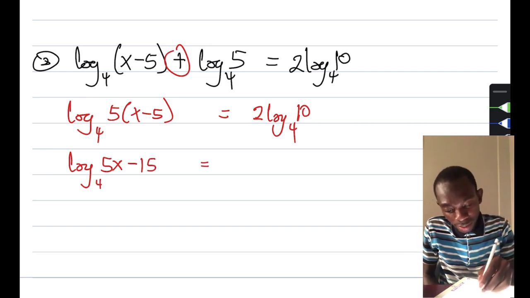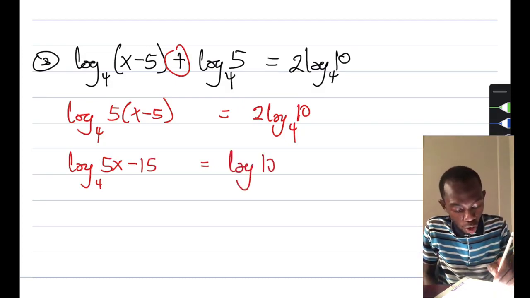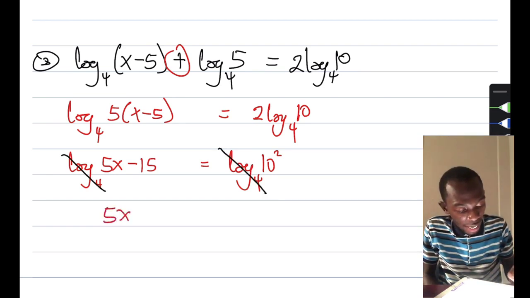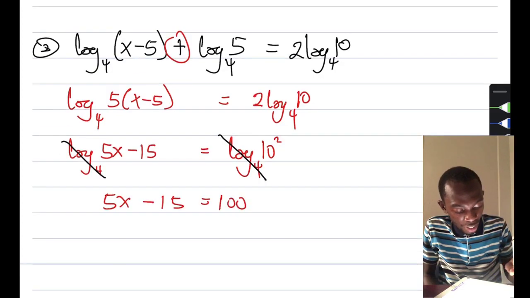Now, this friend of ours here, it has to come up, okay? We are applying the power rule of logarithm. So that is log 10 squared base 4. So now we can say log base 4, they go away. So what we do have now is 5x minus 15 is equal to 100. And that means that we have 5x is equal to 115.